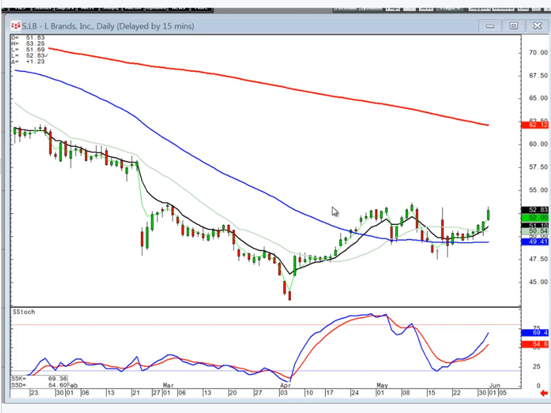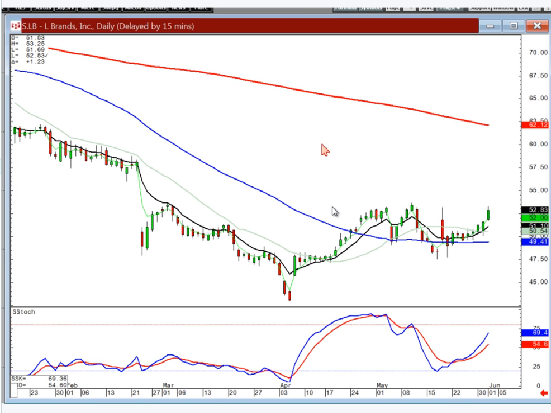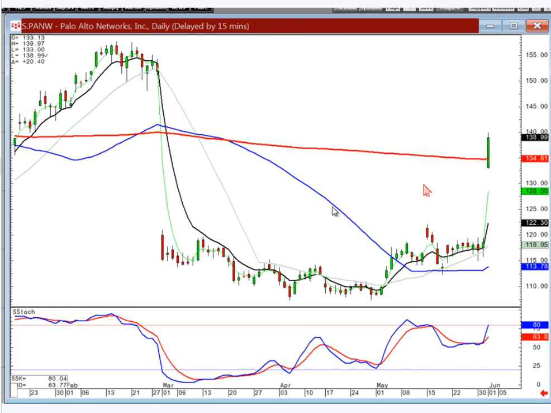Whoops, I went way past. Palo, stay long. Best friend, big island reversal. More than likely, they're going to come back up and fill this gap. But an island reversal tells you there's a strong uptrend at that point.